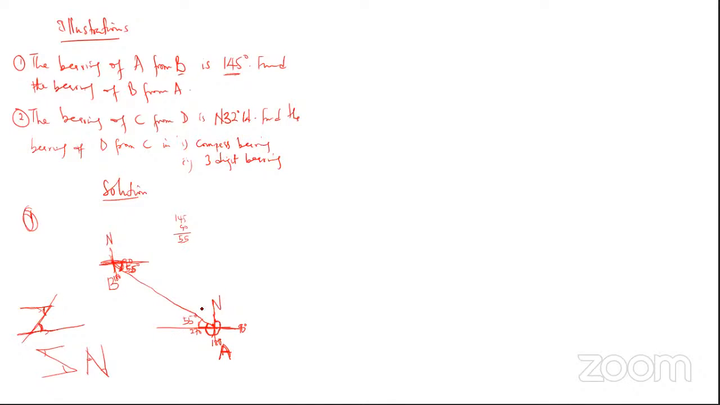So as a result, the bearing of B from A is 270 plus 55. And that is 325. So that is the solution to that particular question.